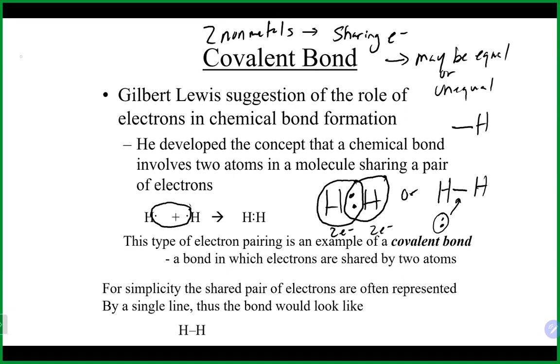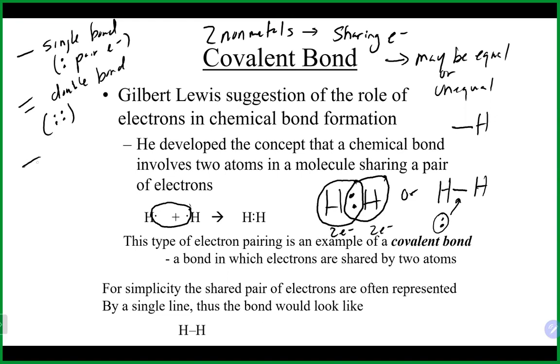So one line represents a single bond in covalent bonding, and that represents basically one pair of electrons. We'll talk about it later, but a double bond is two lines, which represents basically two pairs of electrons. And a triple bond is three lines in covalent bonding, which represents basically the sharing of three electron pairs.